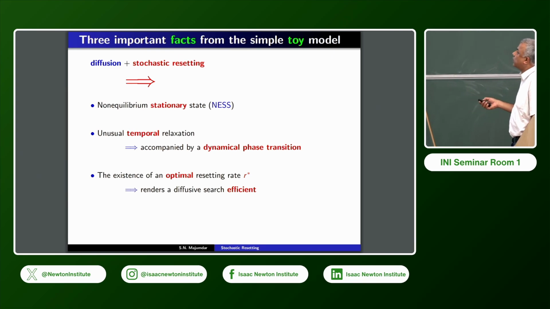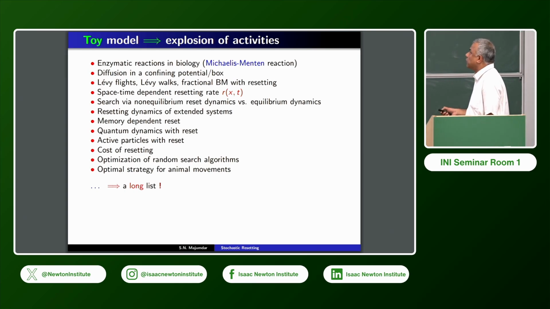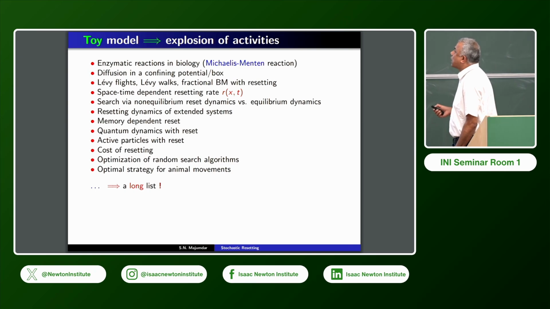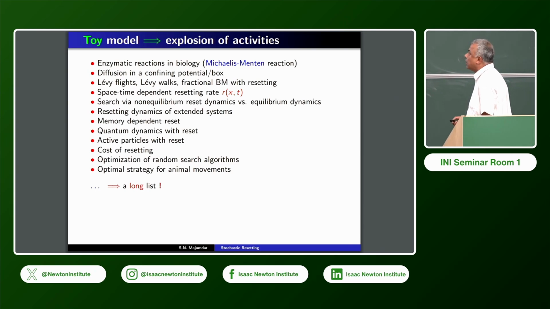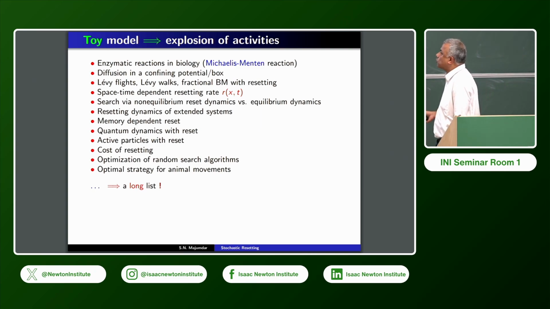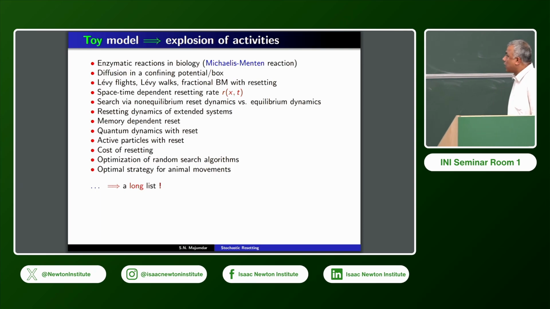so they were very interesting, and this actually led to a lot of activity. I'll not go into all the details, but just to give you a flavor of these things. People found this existence of an optimal R star very useful in search processes in many different areas. And also, given the fact that there is a stationary state, people started applying this resetting dynamics to many different problems in quantum dynamics, in active particles, and optimal strategies for animal movements and so on.